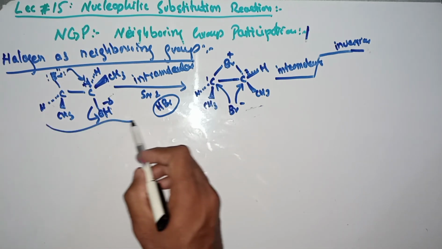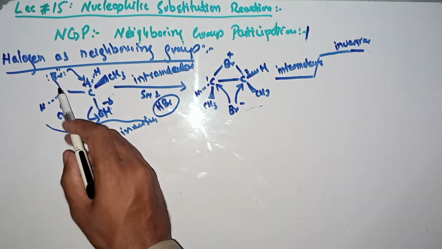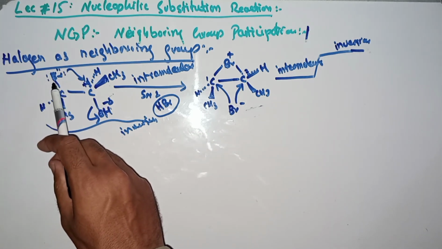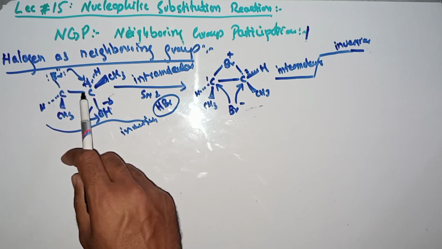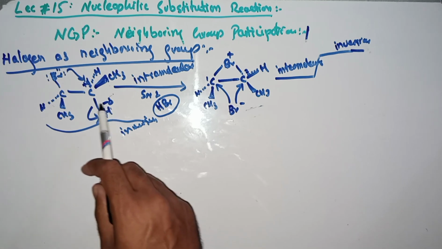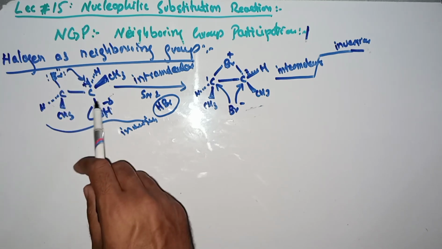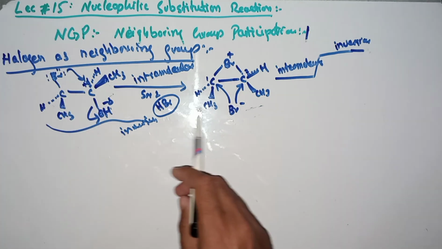The first step is also an inversion step. Why is it an inversion step? Because the bromine ion, or you can say the nucleophile, that is the intramolecular nucleophile, attacks from the side opposite to the carbon where the OH or leaving group left. The attack is opposite to this leaving group, so that's why it will be called inversion. The product will be inversion.